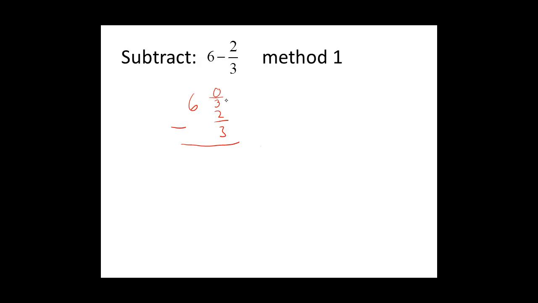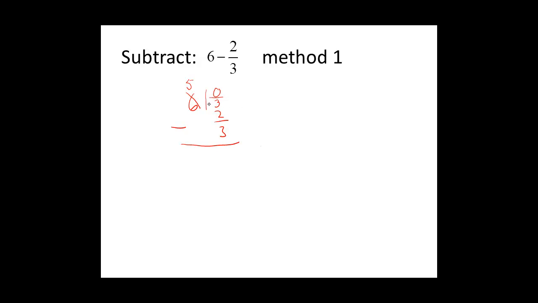What we're going to do now is the steps we use for borrowing, using this as the fraction part for the number 6. 6 and 0/3 is the same thing as 6. So now we try to subtract 0 minus 2. We can't do that. So what we do is we borrow from the 6. The 6 becomes a 5. And the 1 that we borrowed from the 6 we write as a whole number 1.